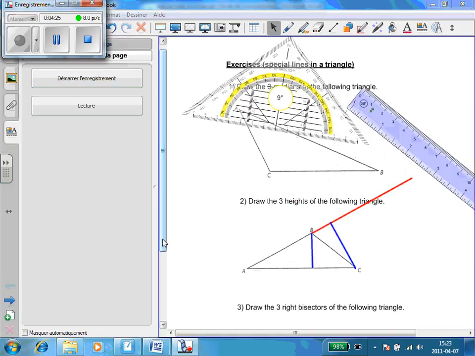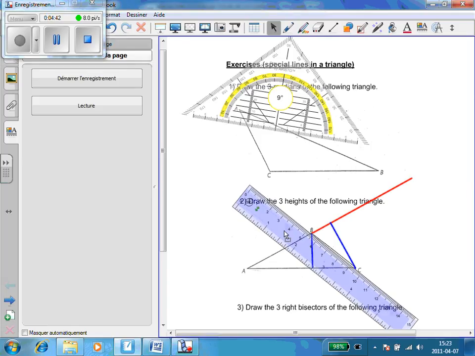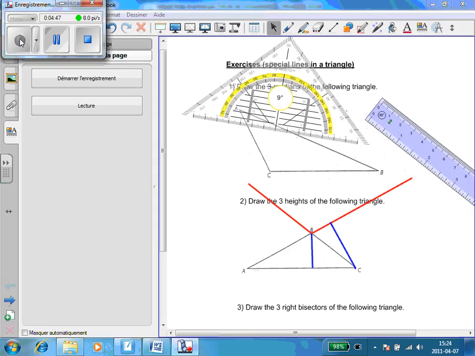And finally, we need to draw the last height, and that one will start from letter A. So which side do we need to extend this time? Yes, it's the side BC. I will extend it, and then I will do the same thing again. I extend it, and now I can draw the line.